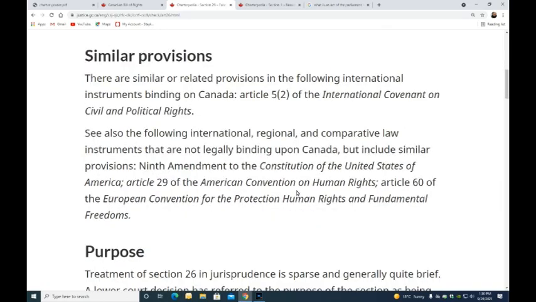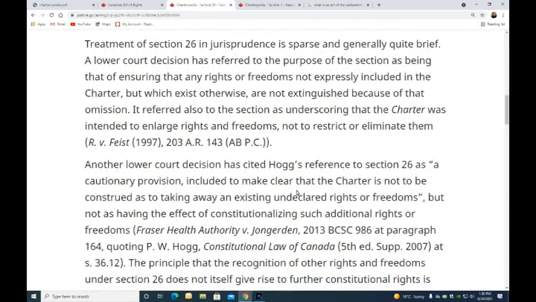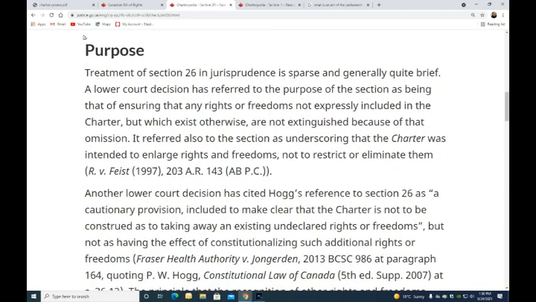In fact, it goes out of its way to say what its purpose is. See, right here, it says purpose. I'm going to take you right here, starting at the word it. It referred also to the section, Section 26, as underscoring that the Charter was intended to enlarge rights and freedoms, not to restrict or eliminate them. Let me repeat that. The Charter was intended to enlarge rights and freedoms, not to restrict or eliminate them.